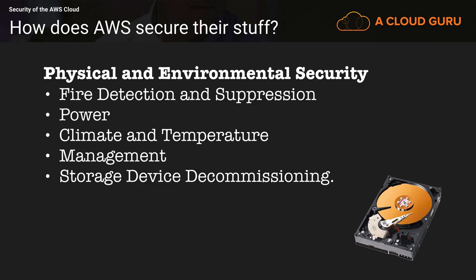So Amazon have obviously fire detection and suppression. So if there is a fire, Amazon will basically be able to put that fire out. Power, there's normally 2 feeds. So there's going to be an A feed and a B feed.